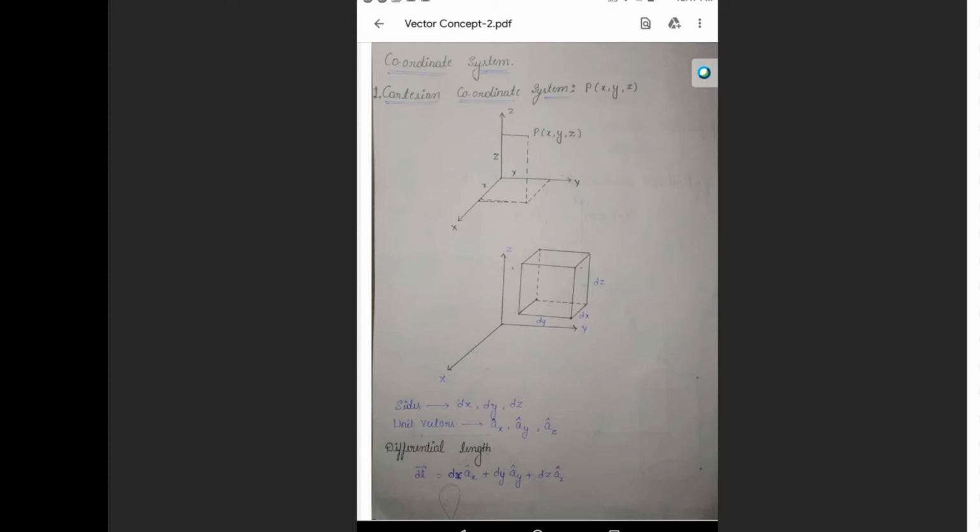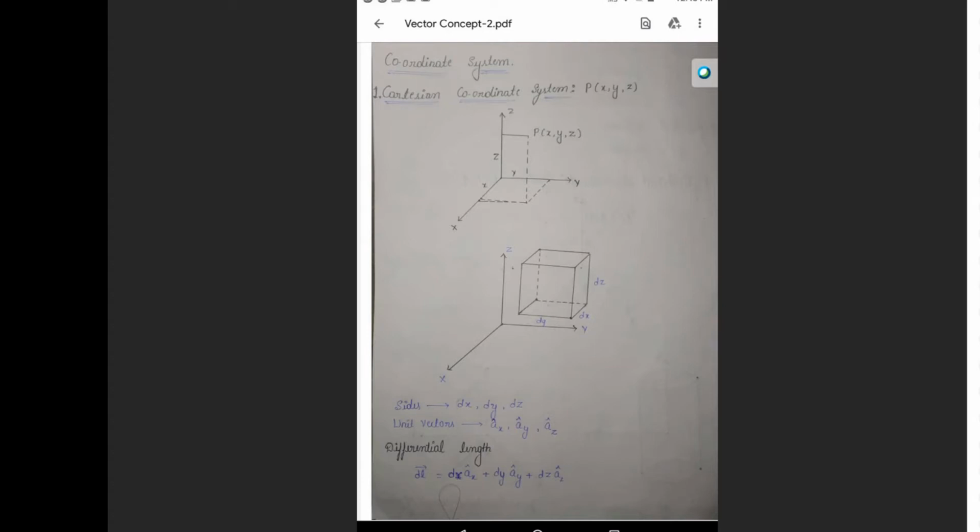In all these three coordinates, you should know the unit vectors, and how to define the length, area, and volume expressions in all three. First and foremost, you should know how to represent the point P in Cartesian form. The point P in Cartesian is denoted as P of x, y, and z.